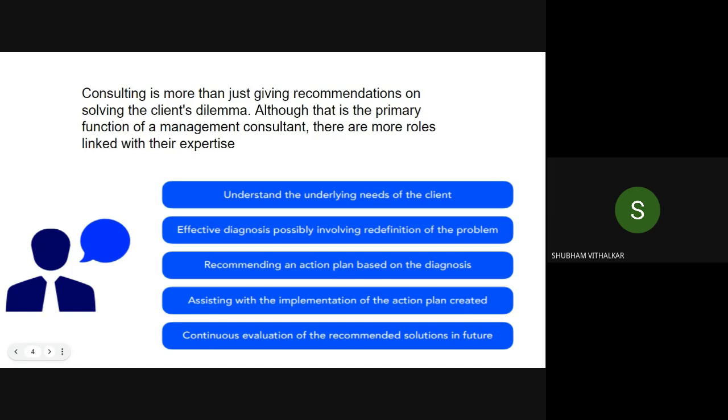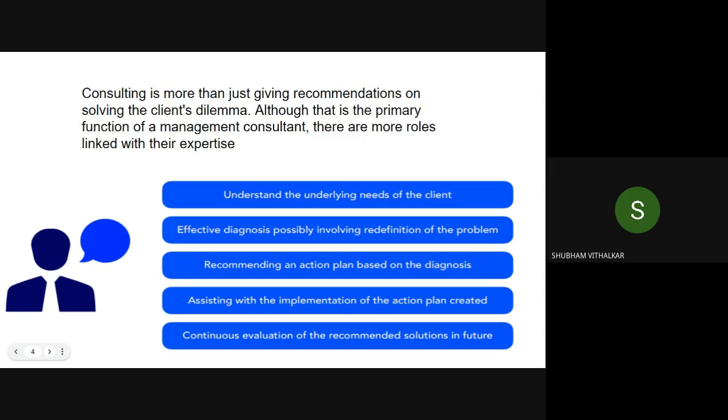So basically the other roles are understanding the needs of the client, effectively diagnosing the possible redefinition of the problem, recommending an action plan based on the diagnosis, assisting with the implementation of the action plan created, and continuous evaluation of the recommended solution in the future.